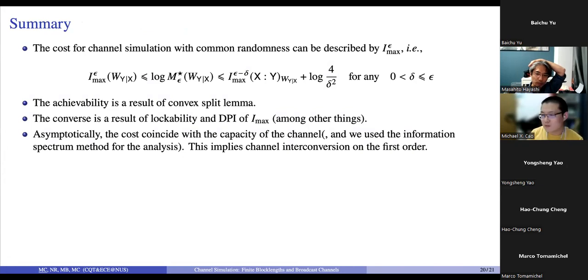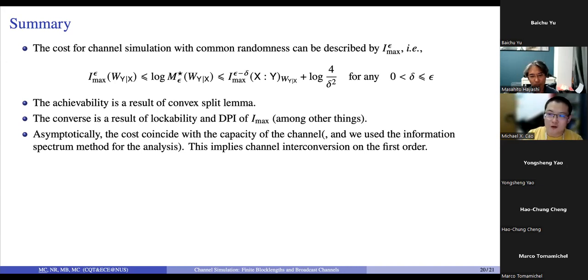So as a summary, we give the one-shot upper and lower bound to the channel simulation cost in terms of the smooth max mutual information of the channel. The achievability part is a result of the convex split lemma. And the converse part is a result of the quasi-convexity and data processing inequality of Imax, among other things. So we know asymptotically the cost coincides with the capacity of the channel. And this implies the channel interconversion on the first order.